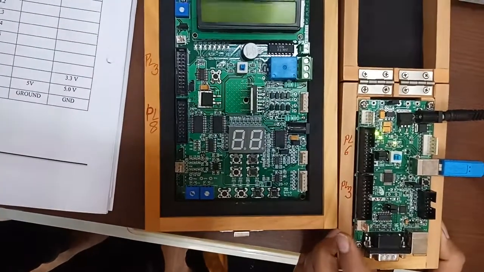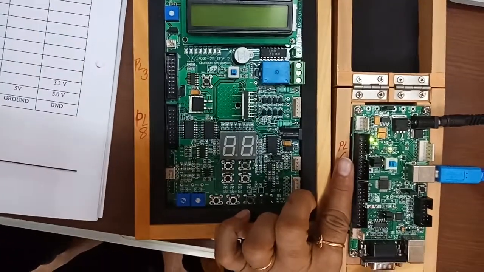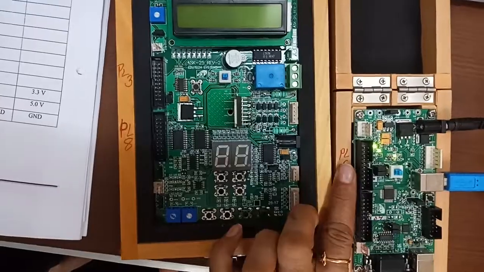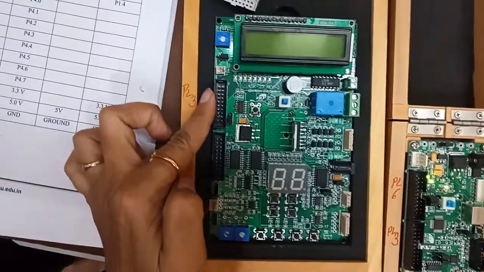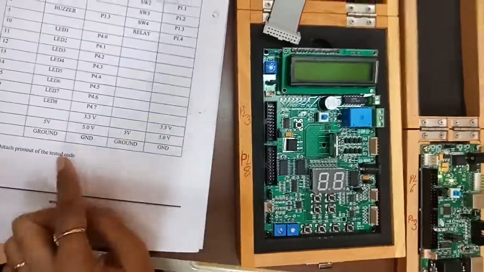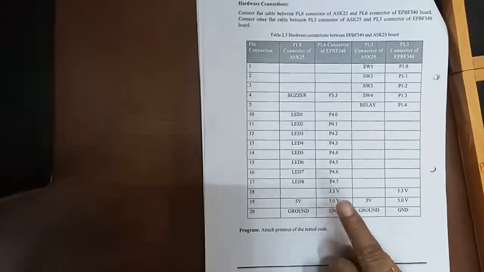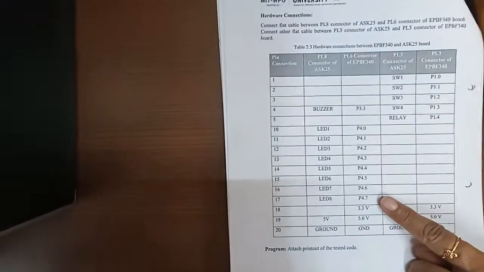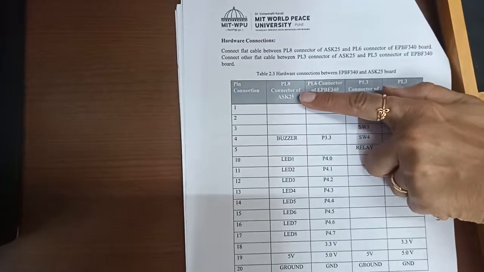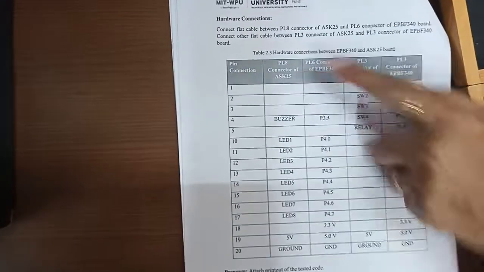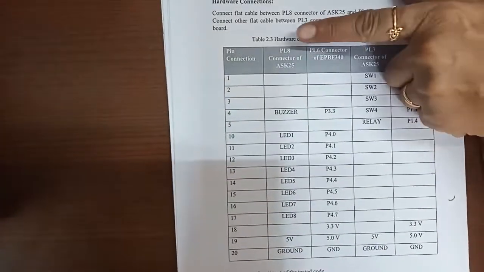To see the output, what do we expect as an output? We do expect that when LEDs are connected to port 4, LEDs should turn on and off. So the port is port 4, which has to be connected to LEDs on the ASK board. For that you need to refer to the manual, which includes this table, which will give you the detail about the pin connection. So port 4 of the microcontroller board is available on PL6 connector and LEDs are available on PL8 connector of the peripheral board. So when we want to connect port 4 with LEDs, we need to connect PL6 with PL8.